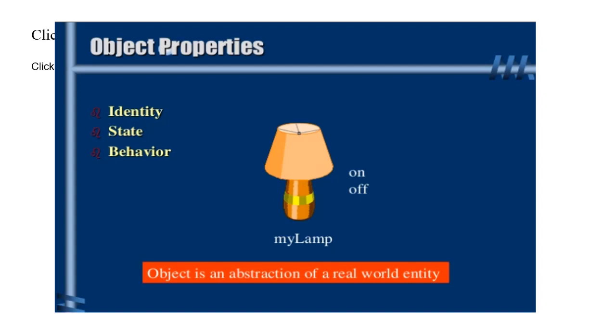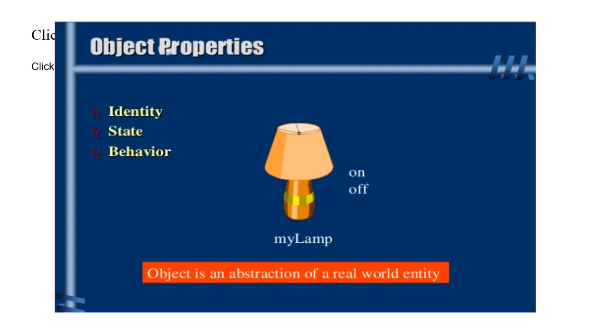What do you mean by object properties? Now, an object is an abstraction of a real-world entity. Here I define one example of a real-world entity, which is an object considered as a lamp. If I consider object properties, then we have to understand these three concepts: identity, state, and behavior.